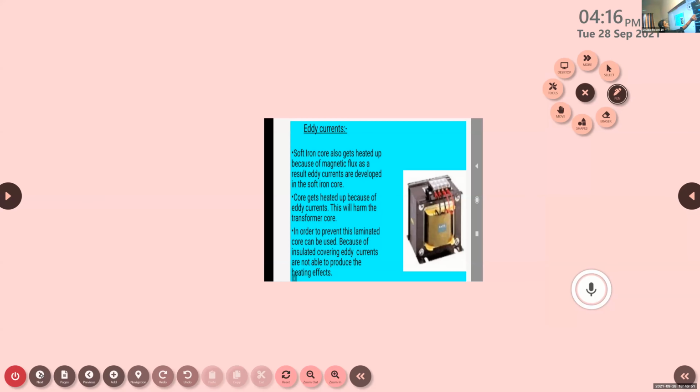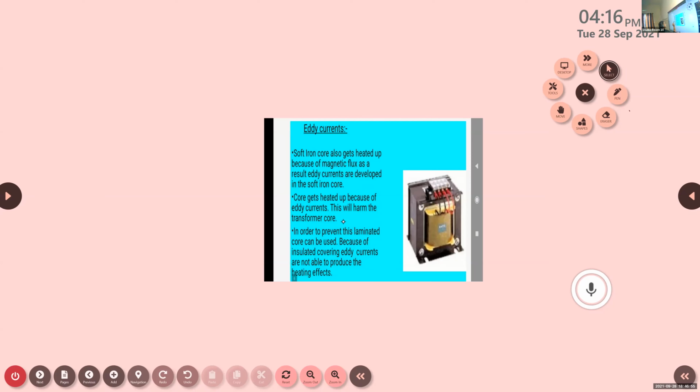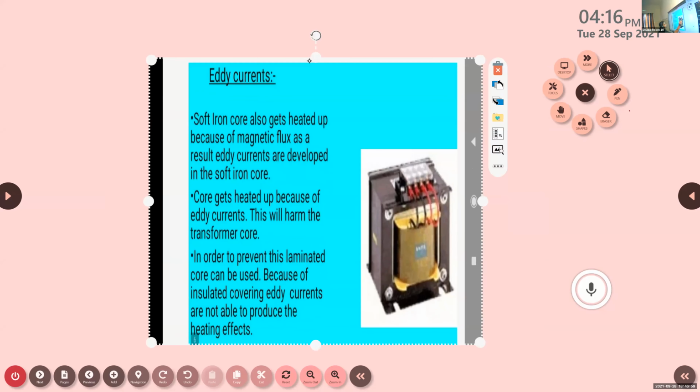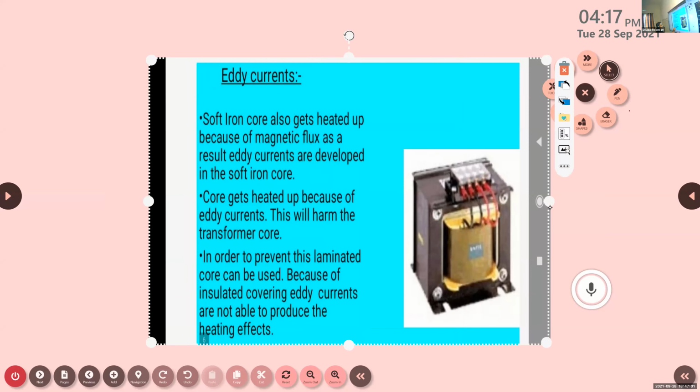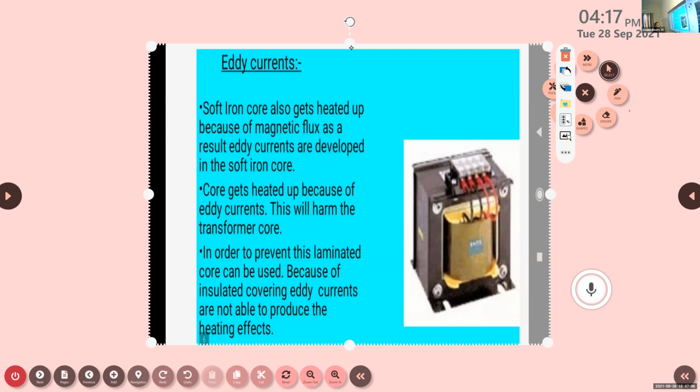Next one is eddy currents. We are familiar with eddy currents. Do you remember this topic, eddy currents, from the last portion, electromagnetic induction? What do you mean by eddy currents? What about the shape of eddy current? Yes, it is similar to the eddies of water, ripples of water.